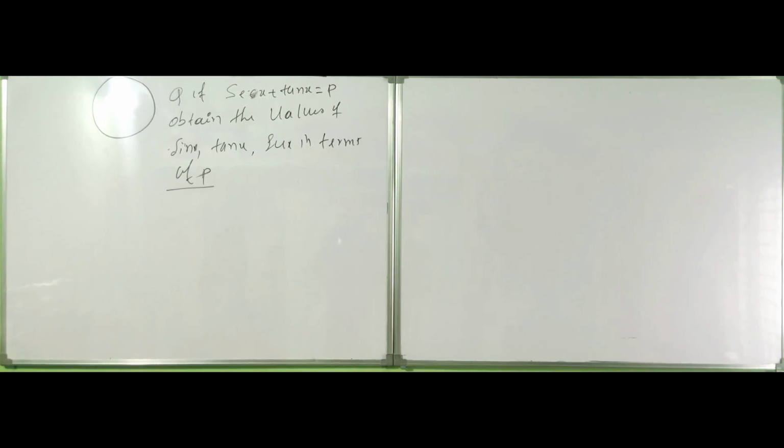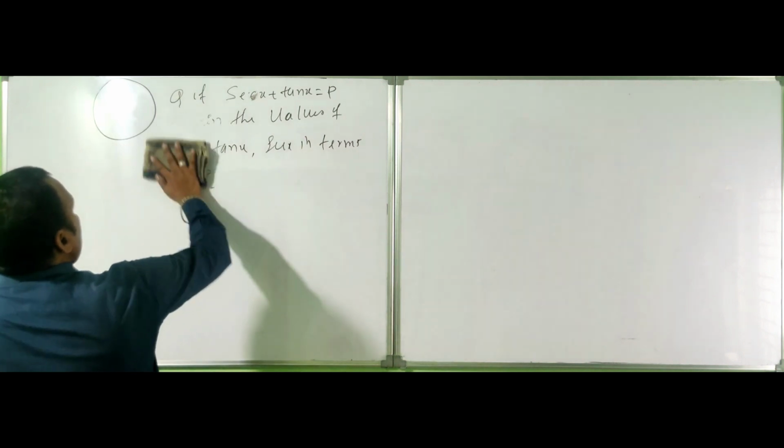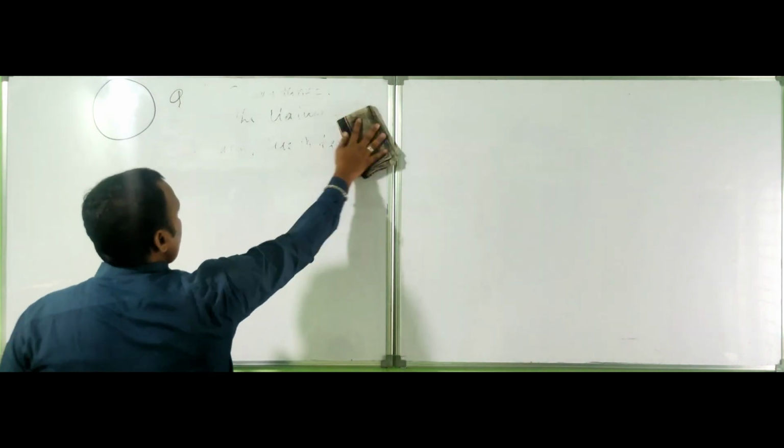The next question is, if sec x plus tan x is equal to p, obtain the values of sin x, tan x, sec x in terms of p. My handwriting is only understandable to me, I think so.